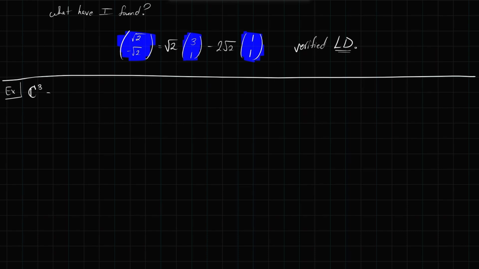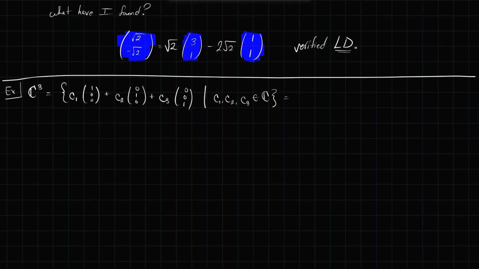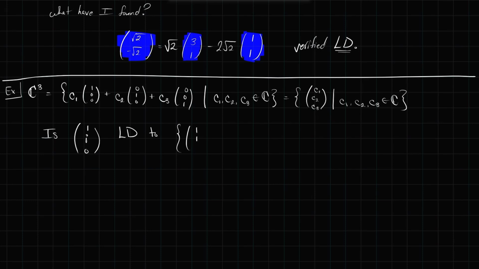Let's go with C3 and make our lives fairly difficult. So with C3, I have one value against 1, 0, 0, plus another coefficient against 0, 1, 0, plus another coefficient against 0, 0, 1, such that those three coefficients are all elements of the complex numbers. Or in other words, what does my vector look like? C1, C2, C3, such that C1, C2, C3 are all in capital C. I'll ask the question, is the three-dimensional vector 1, i, 0 linearly dependent to the set 1, 1, 0, 0, 0, 1?